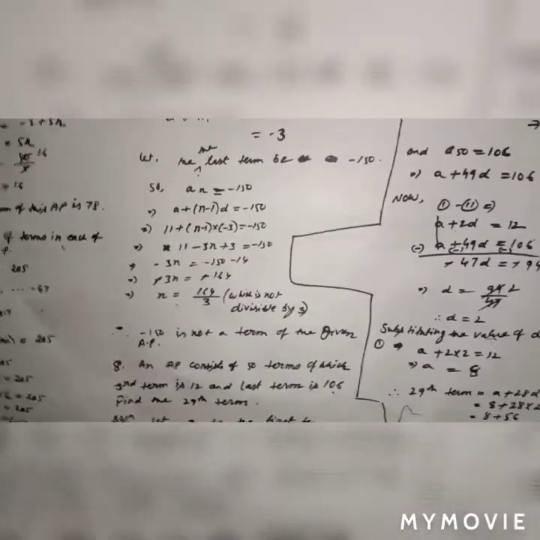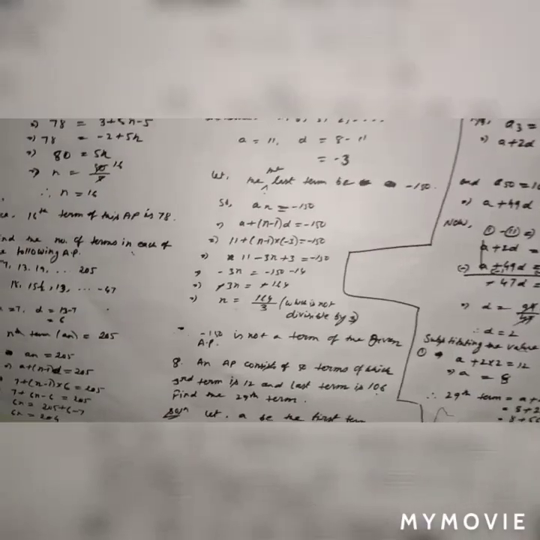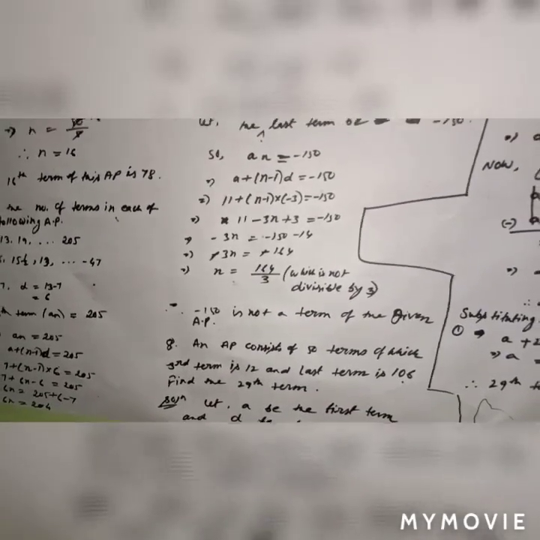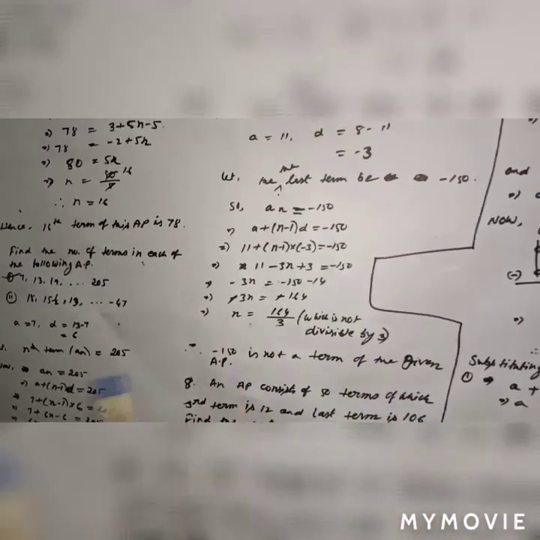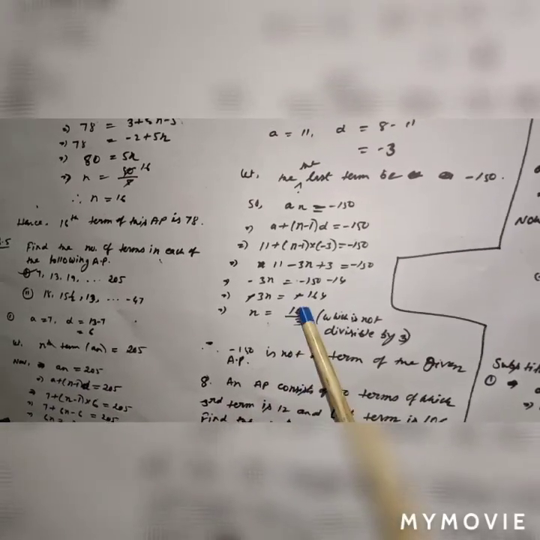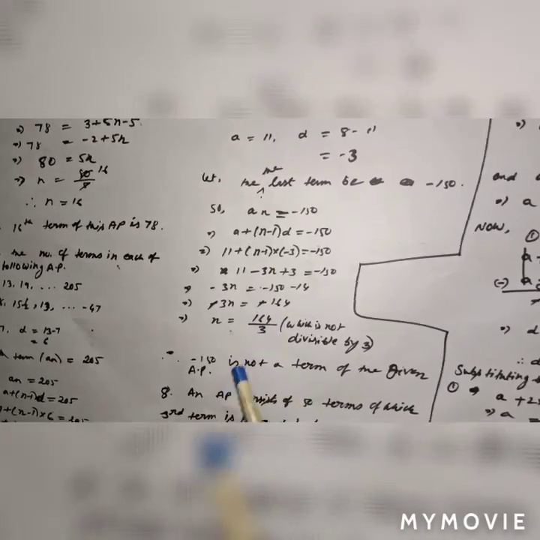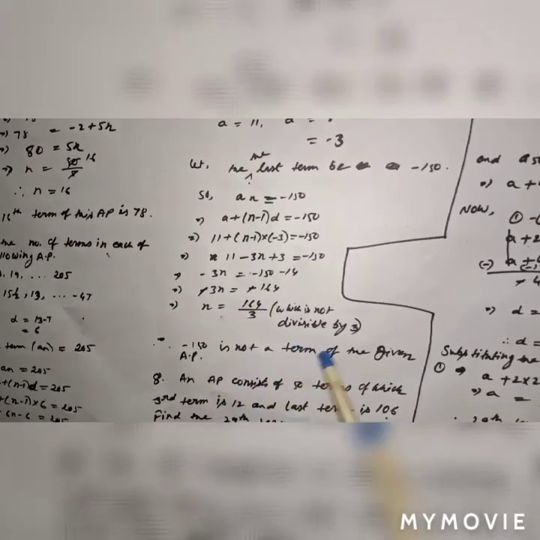But 164 is not divisible by 3. It means you are getting the number of terms as a fraction or decimal. That is not possible, because the number of terms cannot be a fraction or decimal. That is why I wrote here that it is not divisible by 3. So minus 150 is not a term of the given AP.